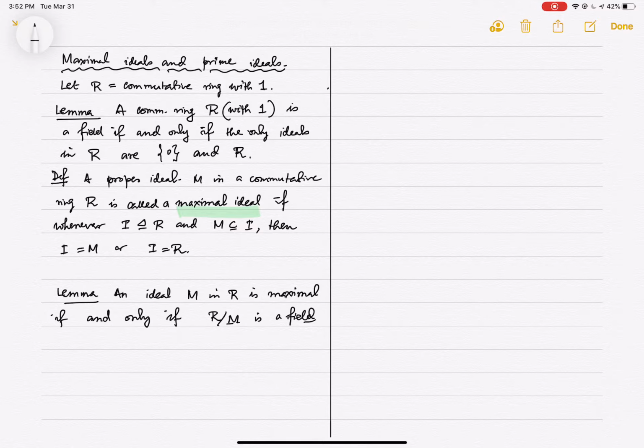So if you have R and you have M, if you get an I which is bigger than M, then it better be all of R. There is nothing strictly in between. Note that this does not mean that M is the biggest ideal or anything. It's maximal. In particular, there could be many maximal ideals.